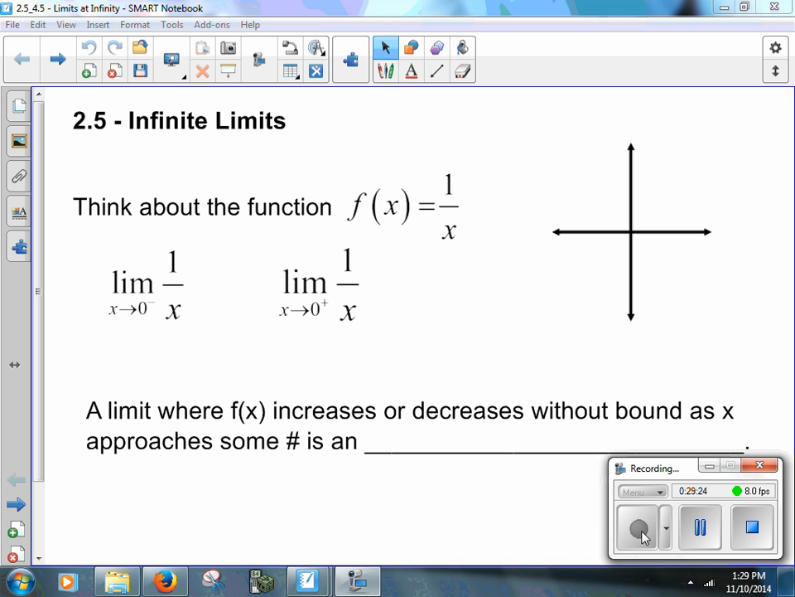Here we go. So, infinite limits. I want you to think about this function. Write this down. Go ahead. Let's go and do a plan.